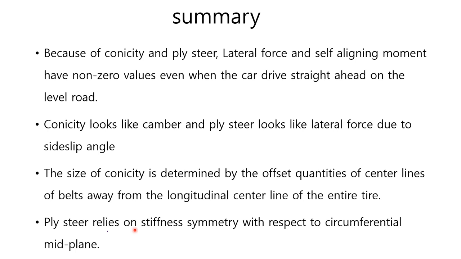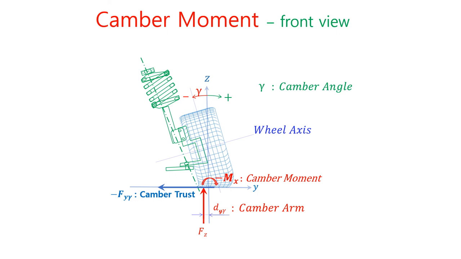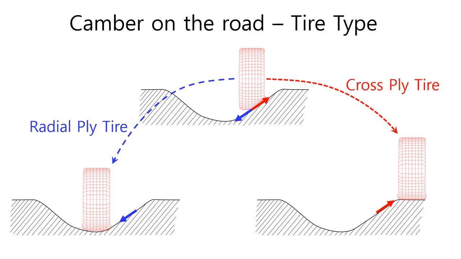If you watch the previous videos, you can easily understand upcoming videos. In the previous video, E1026, I explained the camber moment produced by camber arm and the camber trail related to the normal and the shear stress distributions of the tire contact patch. Recently, I explained the different performance depending on the tire types for the camber of road unevenness.